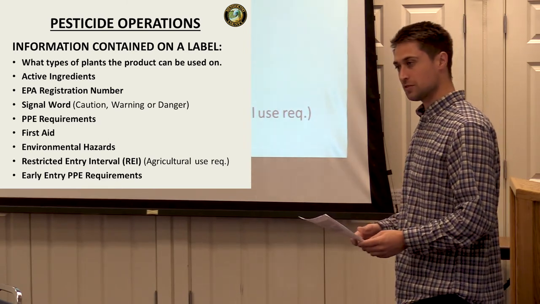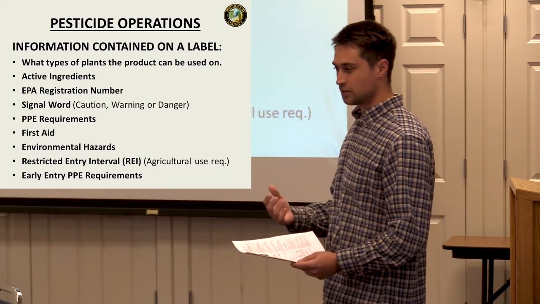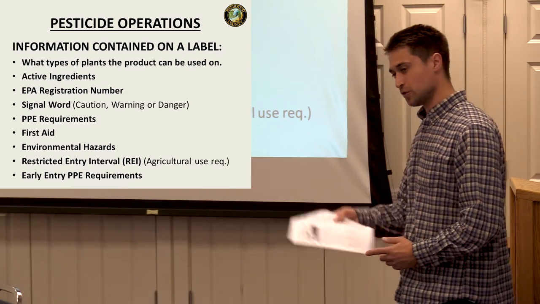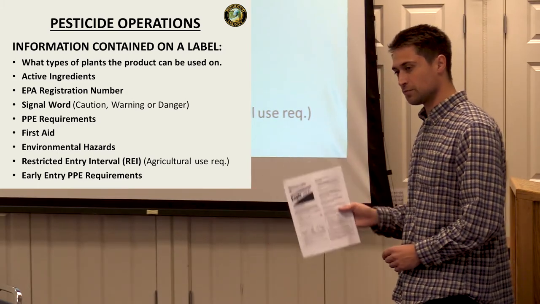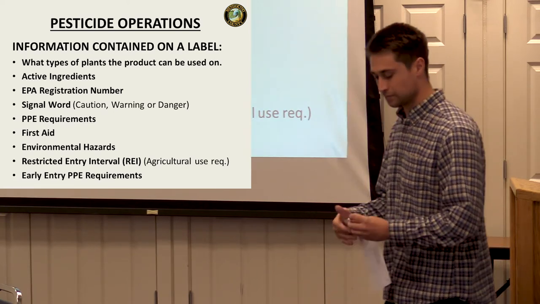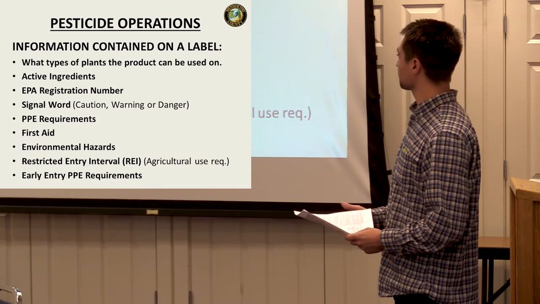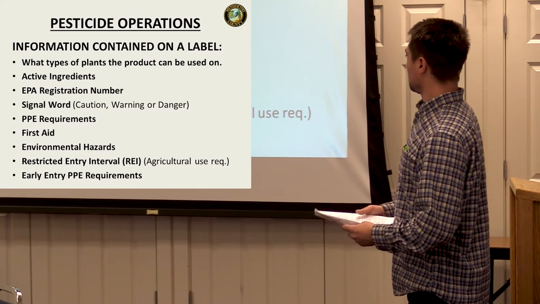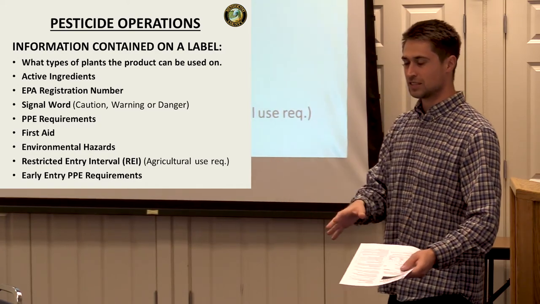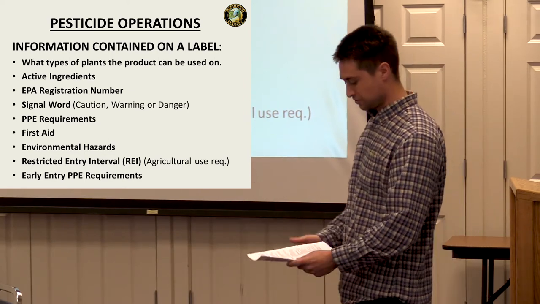The signal word. Like I said when I was talking about danger, warning, caution, there are three types of signal words. This one is a caution. If you were storing this in a shed, would you have to post? No, but we recommend it. We wouldn't be able to give a violation if you didn't. Generally, caution signifies least hazard, warning a little bit more hazardous, danger the worst hazard.